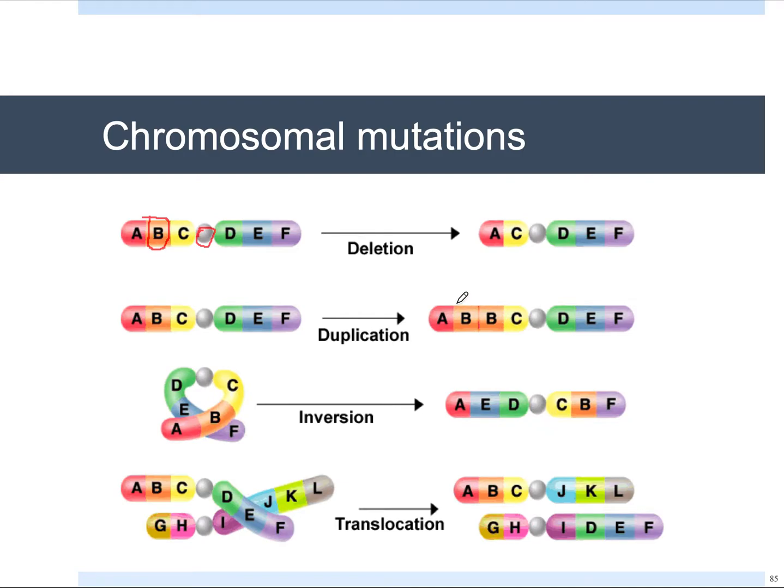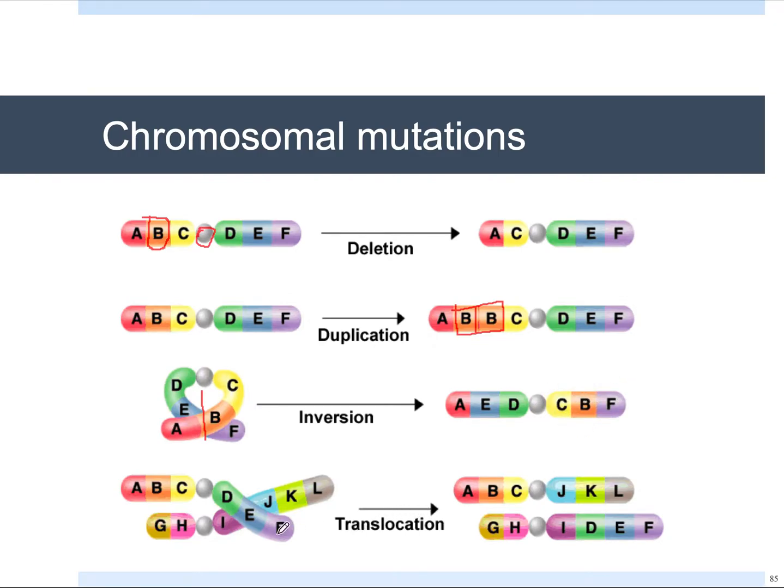You could also have a duplication. So in this instance, this section has been duplicated. The B section has been duplicated in the chromosome. You could have an inversion where, if we cut through this, you would have AED, FBC. So it has been inverted. Instead of having ABC, CB is over here and it's turned the other way.